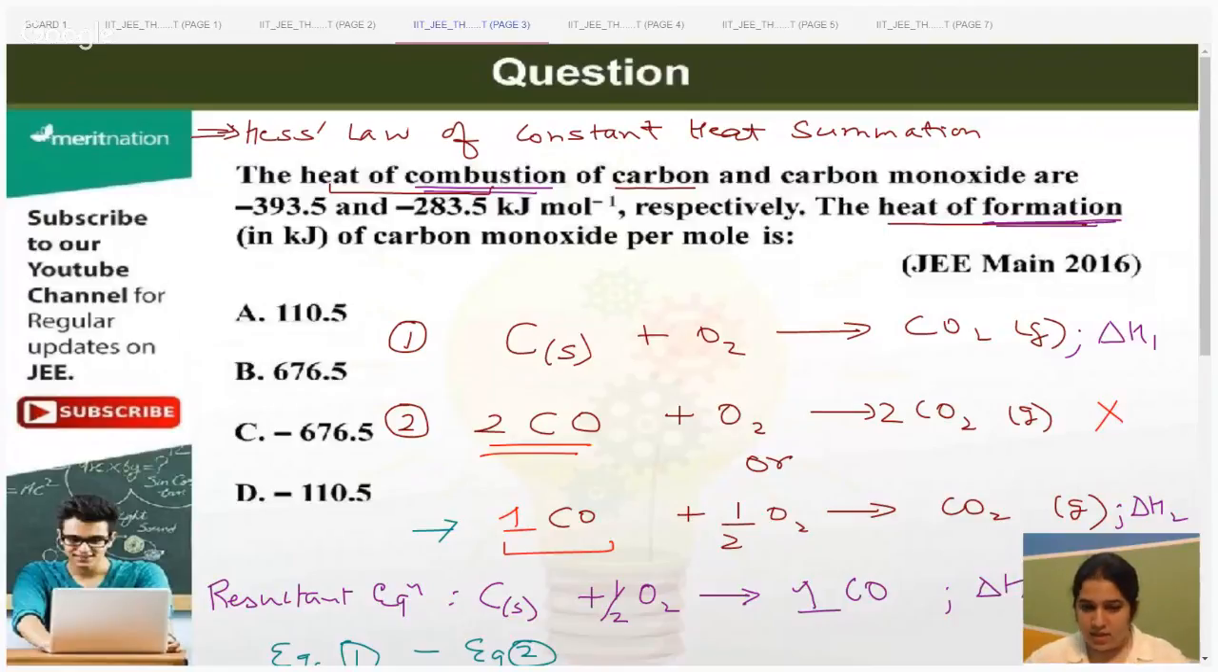Yes, it is. Now, whatever we have performed to the reactions to get a resultant reaction, the same thing will be performed to the enthalpy values. So delta H becomes delta H1 minus delta H2. Very easy. Is this clear? So just subtract the values and you will get this. What are the values? Minus 393.5, minus of minus.